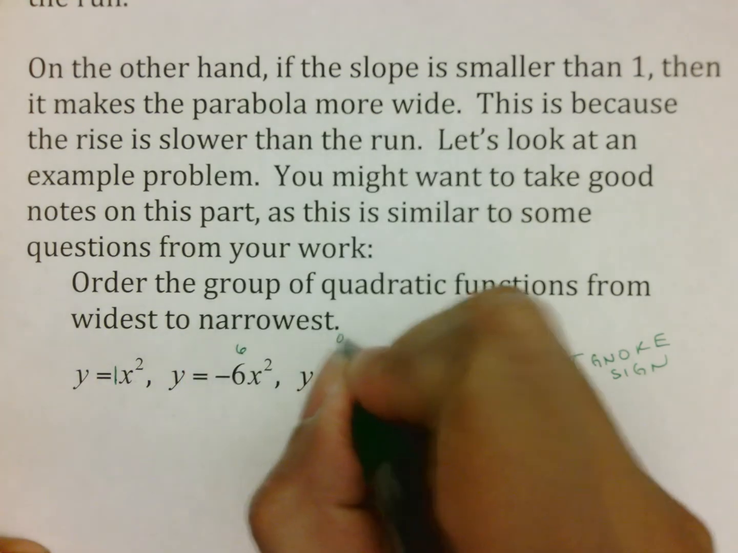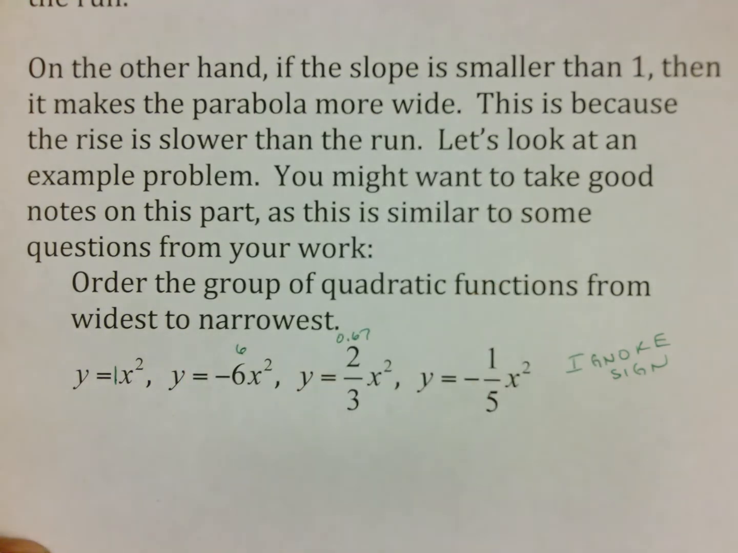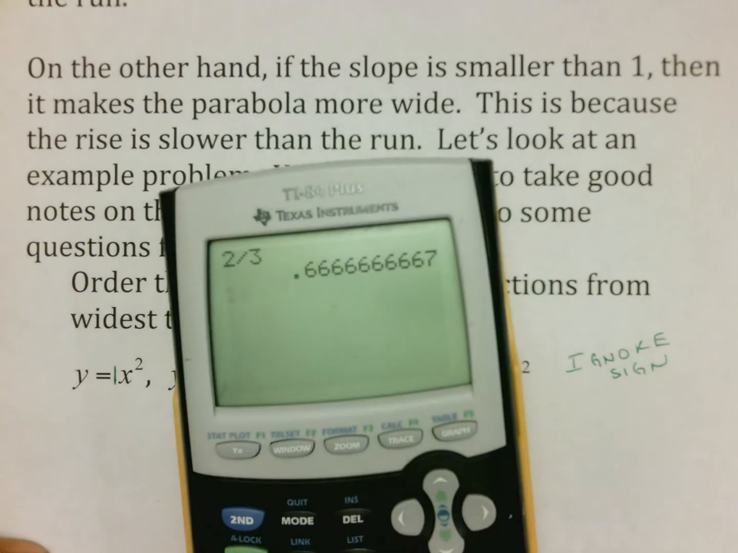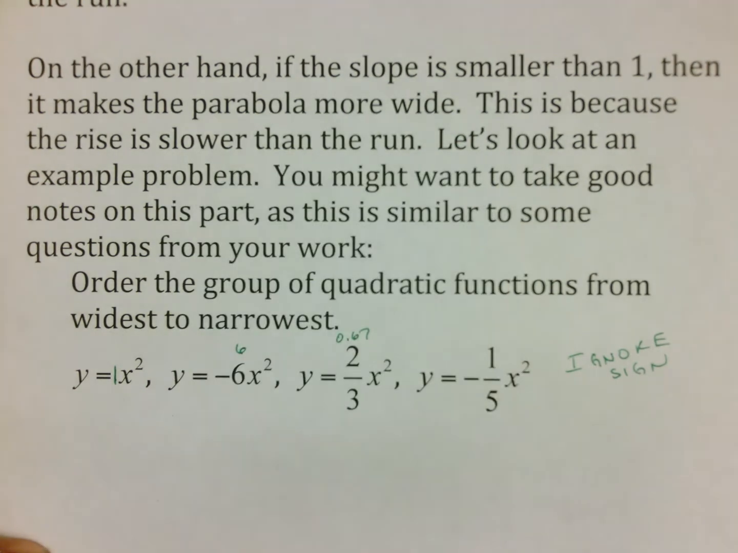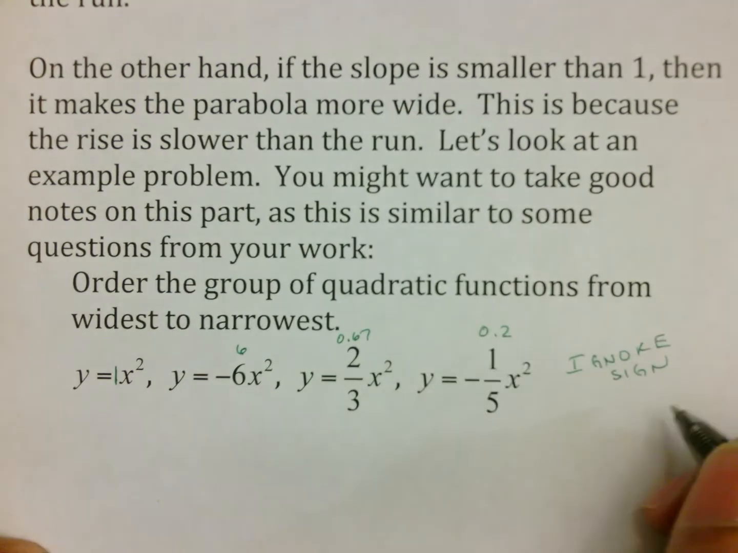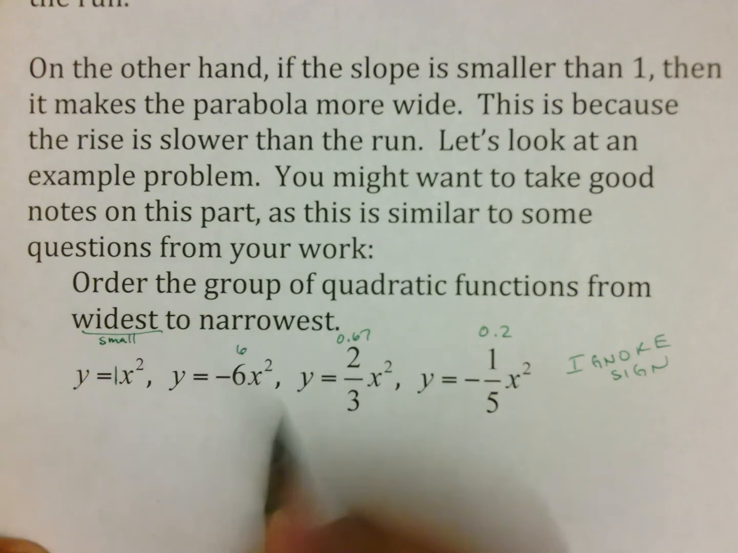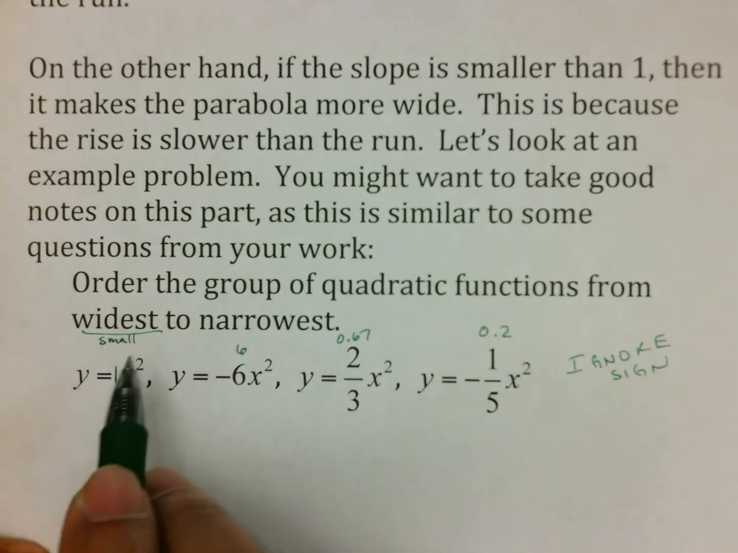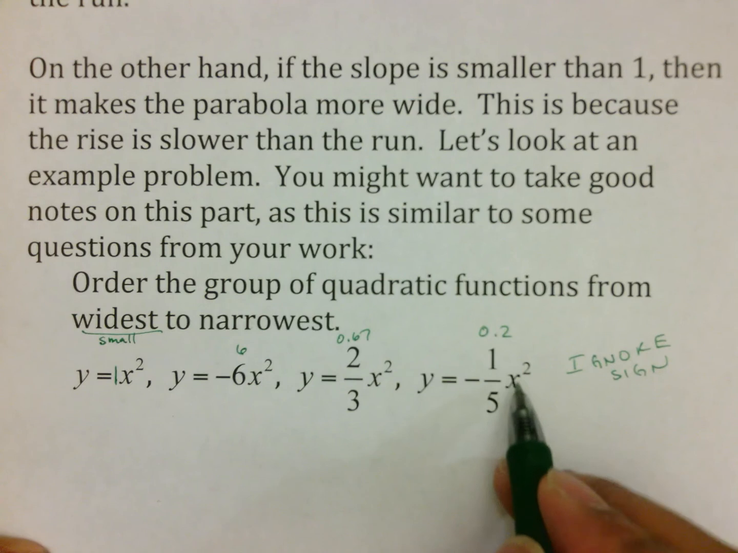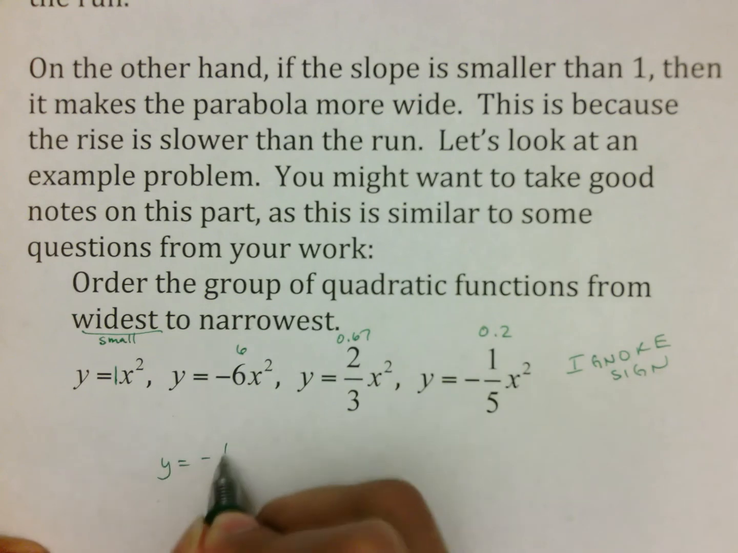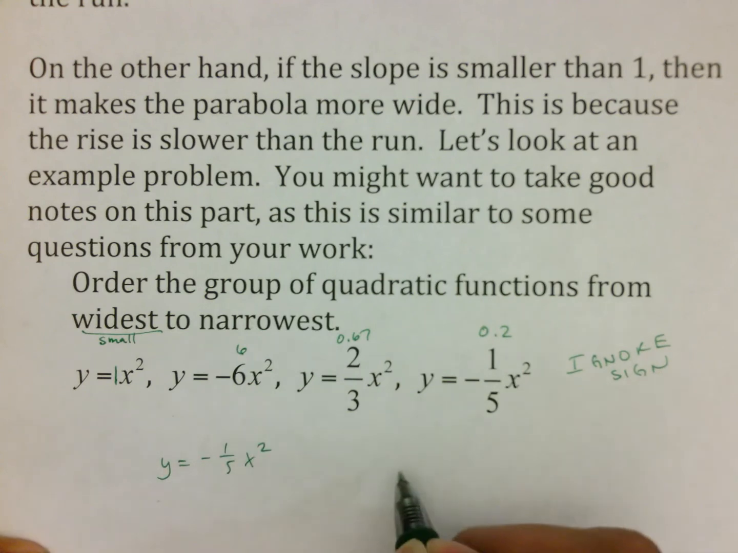That is 0.67. Again, don't care about the sign. And 1/5, 1 divided by 5, again I'm looking for the width of it, I don't care about the direction, is 0.2. So if you are going to put these in order from widest to narrowest, remember widest is the small number, and again that's without the sign. Widest is a small number, which means that the first graph would be y equals negative 1/5 x squared.